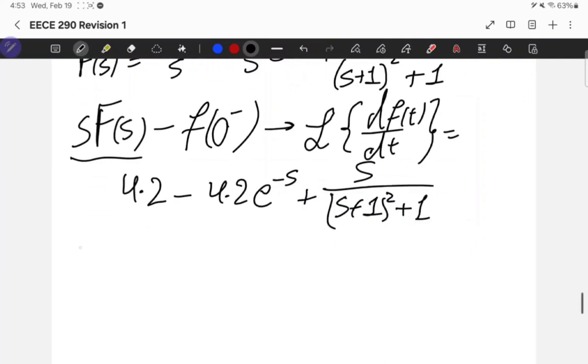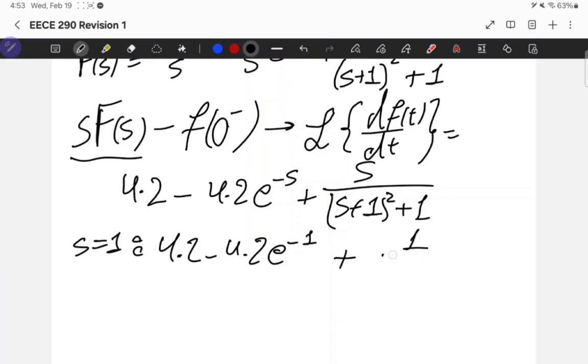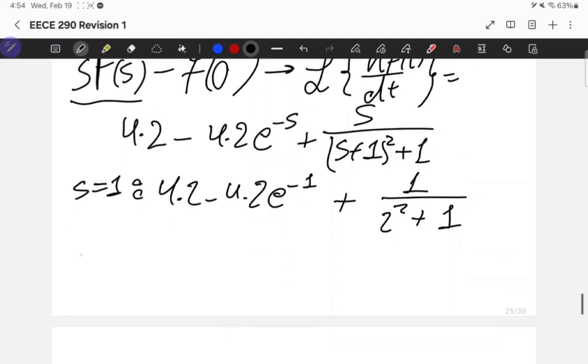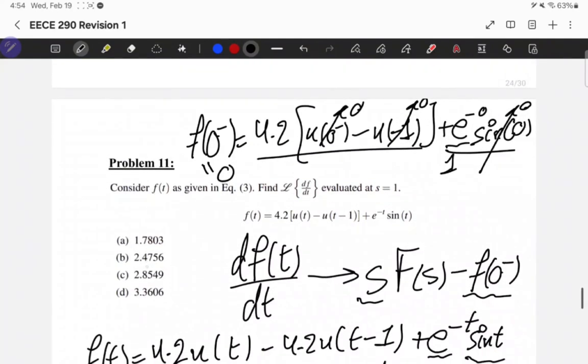I evaluate this at s equal 1, because the question asks so. So 4.2 minus 4.2 exponential minus 1 plus 1 over 2 squared plus 1, which is 5. So 4.2 minus 4.2 exponential minus 1 plus 1 over 5. So if I evaluate this, I find that my answer is 2.8549. So if I look at the answers, here we go. 2.8549.